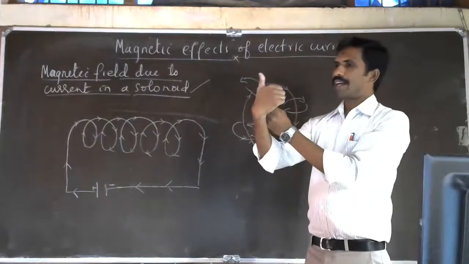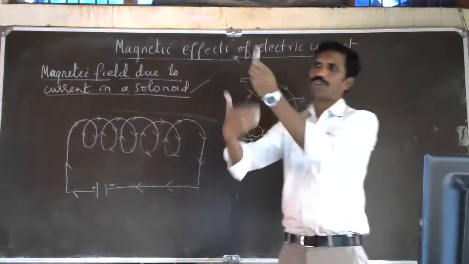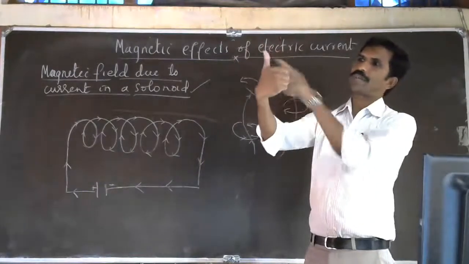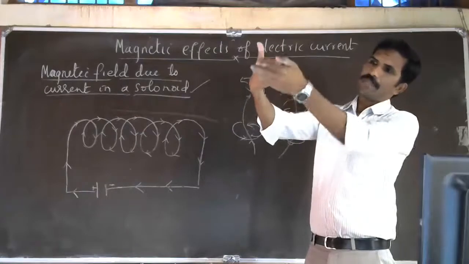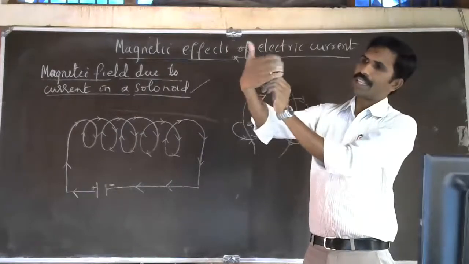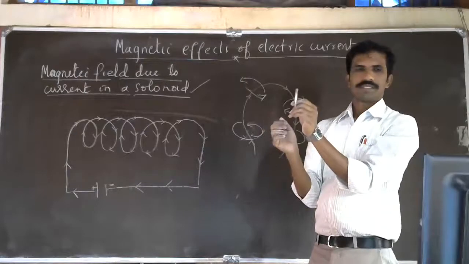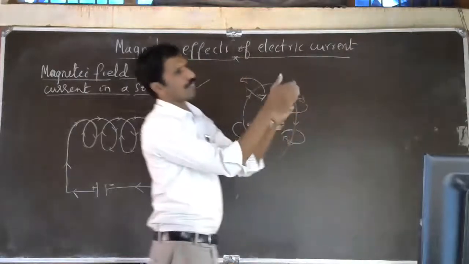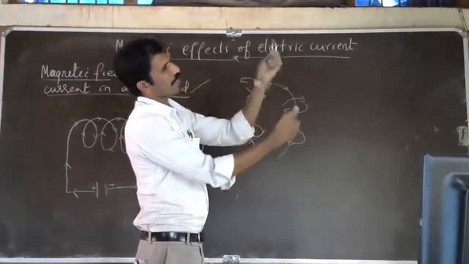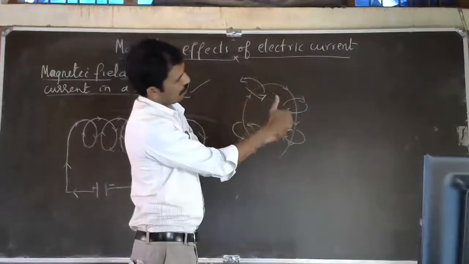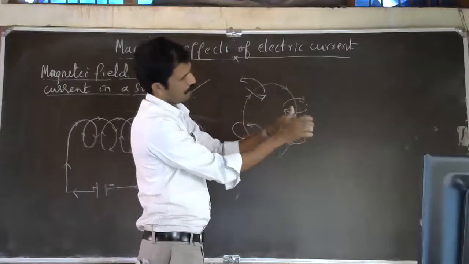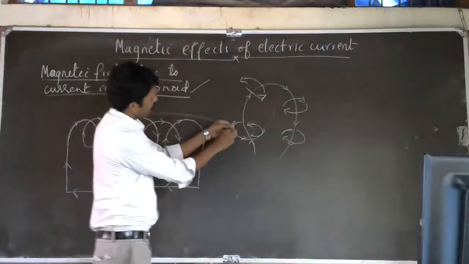So if you apply the rule for this, this tells the direction of the current. The magnetic field lines are entering the ring like this. So if I apply, I'll be like this. See here, this is the ring. So applying like this, they are entering.